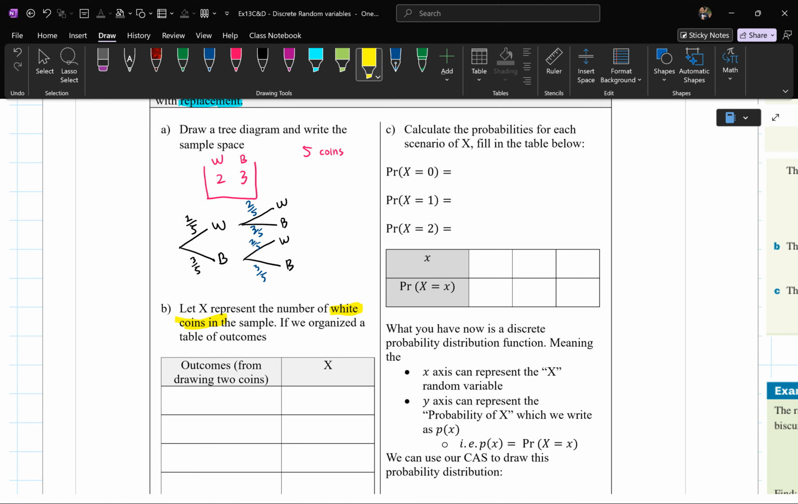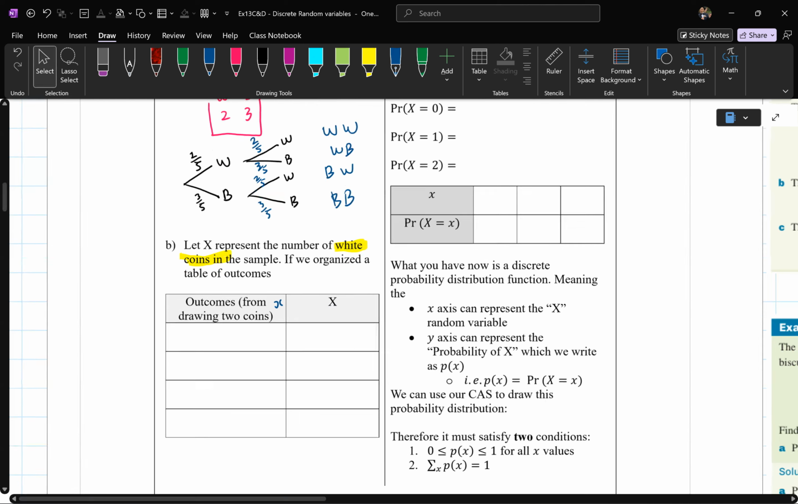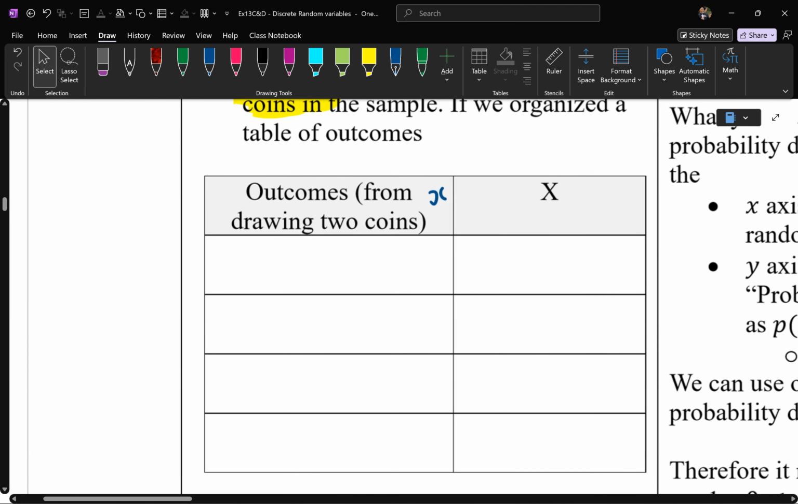Yeah? So in my 2 goes, remember you could have got white and white or black first, then white, or black and black. So if I'm just interested in the white coins, okay, what's the possible outcomes? Meaning the little x. So when I say little x, what are the possibilities that I can get for white? How many white coins can I get in 2 goes? What are the possible outcomes? What can I get?